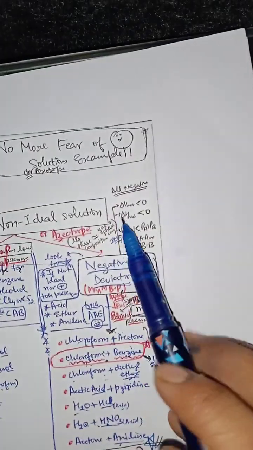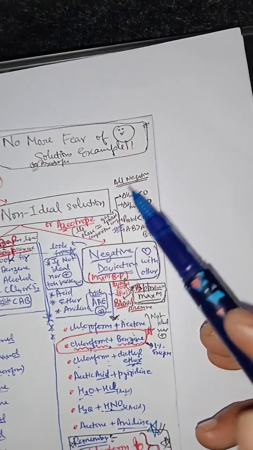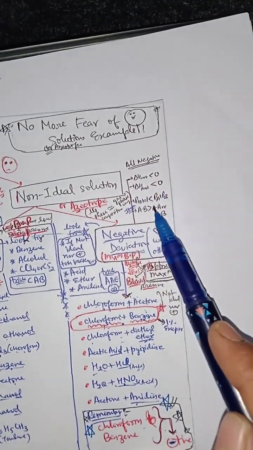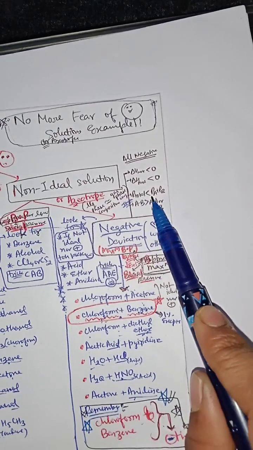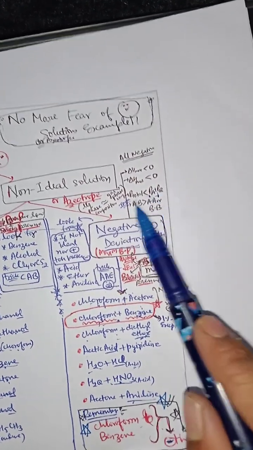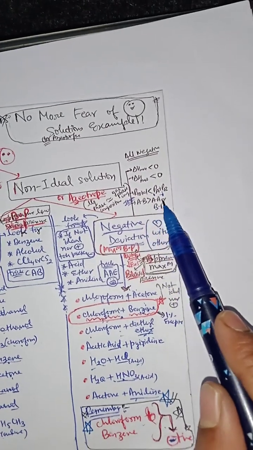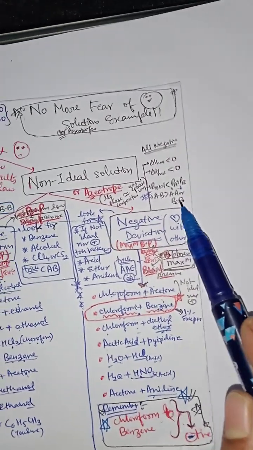Okay, now in negative deviation, all will be negative. Delta V mix will be negative, delta H mix will be negative, and P total will be lesser than PA plus PB. AB intermolecular forces will be more than AA plus BB.